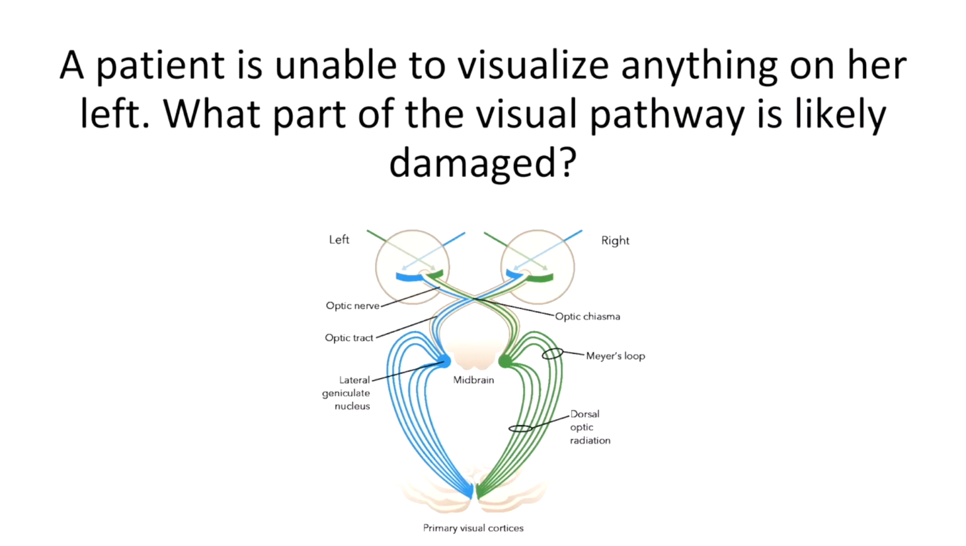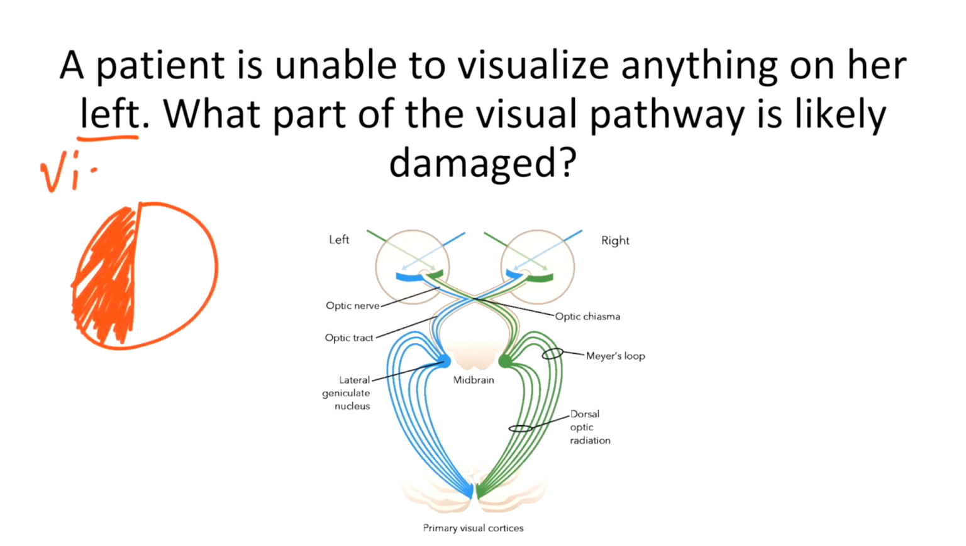Let's say a patient is unable to visualize anything on her left. What part of the visual pathway is likely damaged? So the patient is describing a visual field that looks like this. So you can't see on the left side. What part of the pathway would cause this visual field?